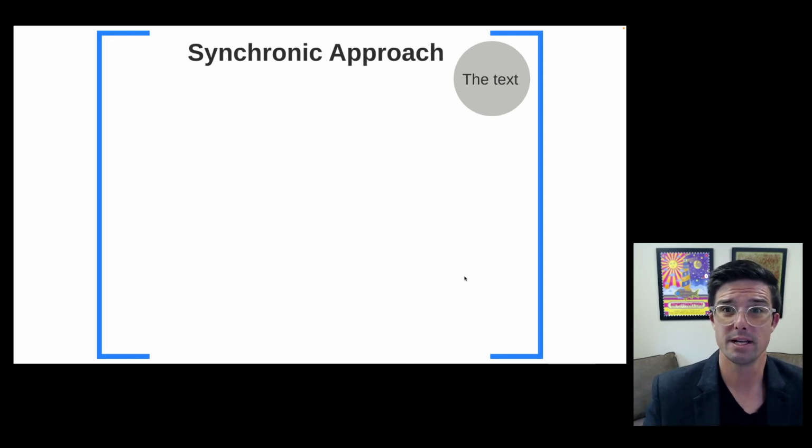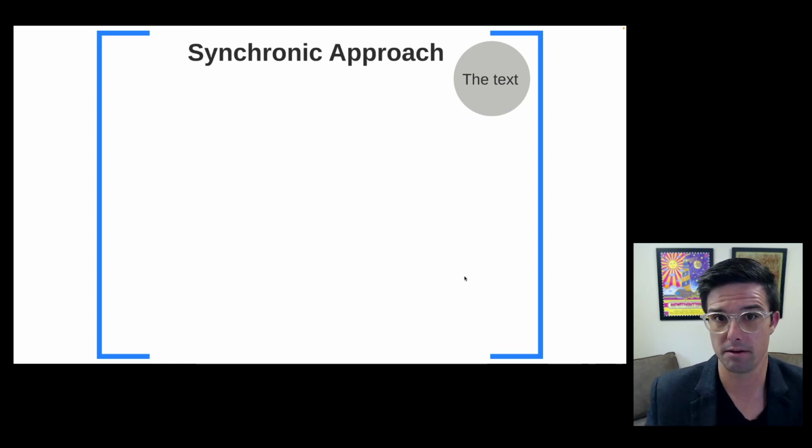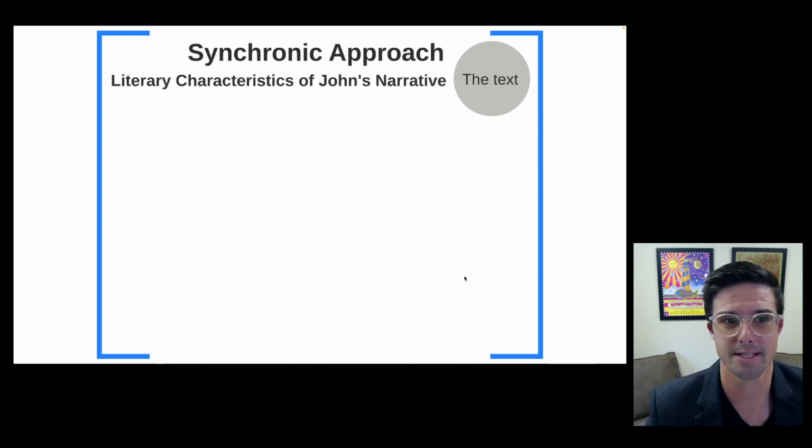Rather, what is more important for your exegetical skill sets that you will develop in this class is really taking a synchronic approach, focusing on the text as we have it, and not being as concerned with the back history of the text and trying to figure out how the different sources might fit together. So our focus is really going to be on the final form of the text.